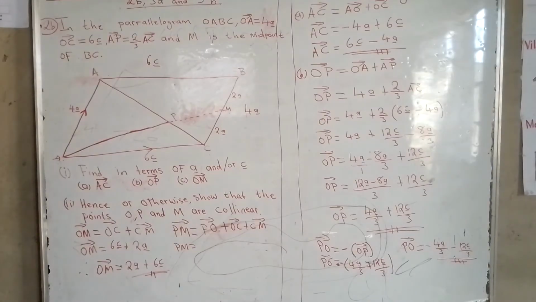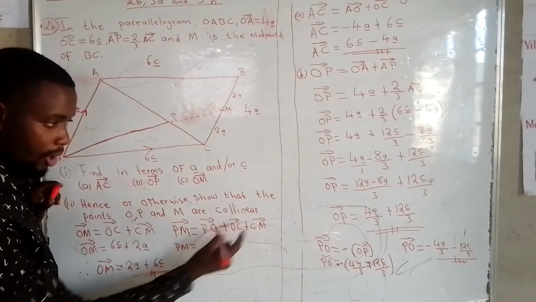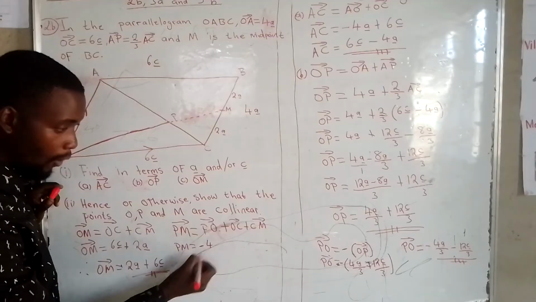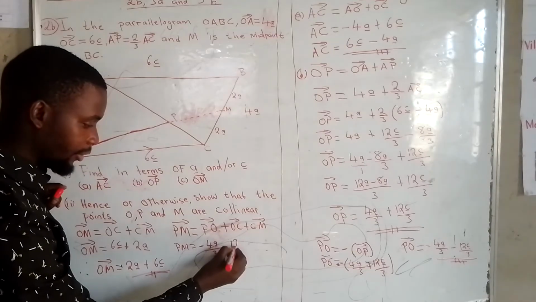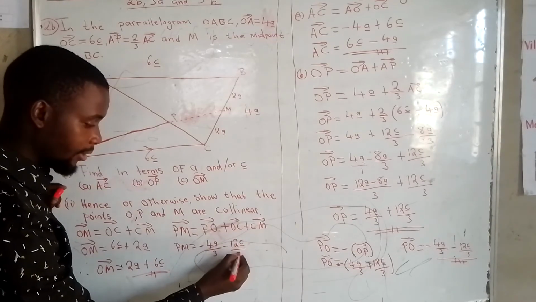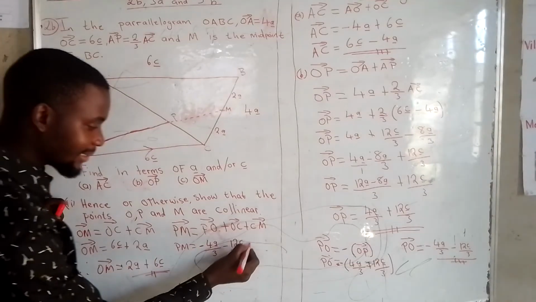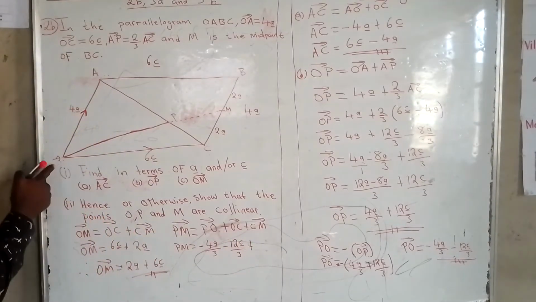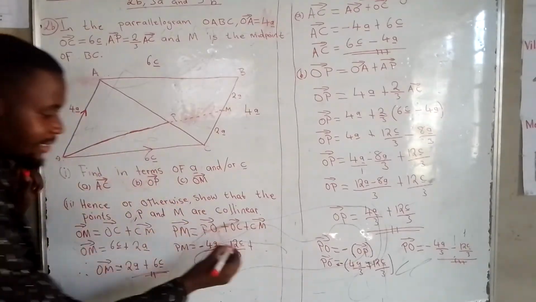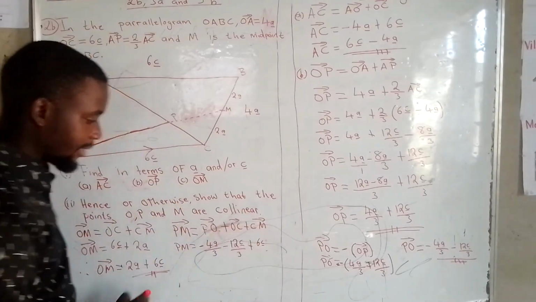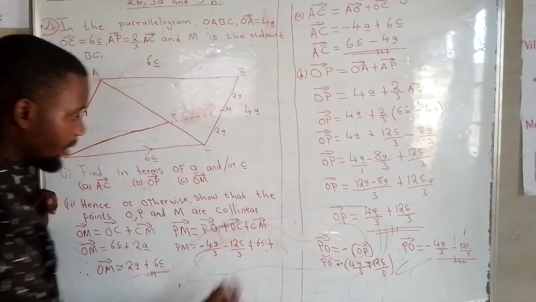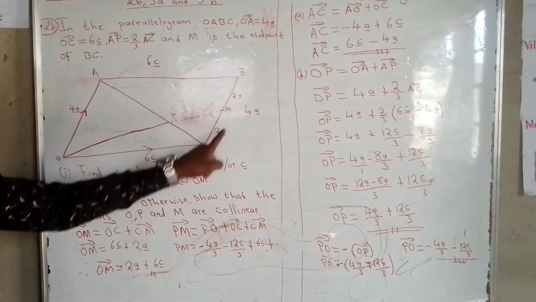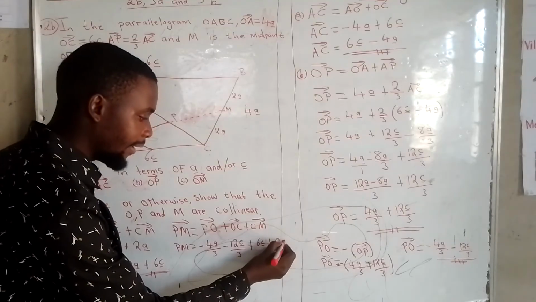Alright, so since we've found PO, we're going to say PO is equal to negative 4 vector A over 3, then negative 12 vector C over 3. That is PM. Plus OC. What is OC? OC is just 6 vector C. Then we say plus CM. CM is just 2 vector A.